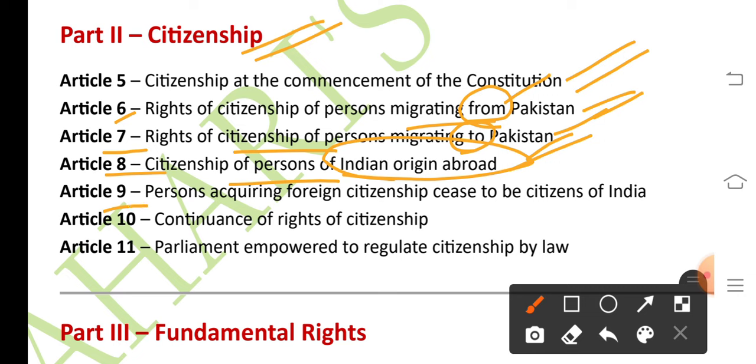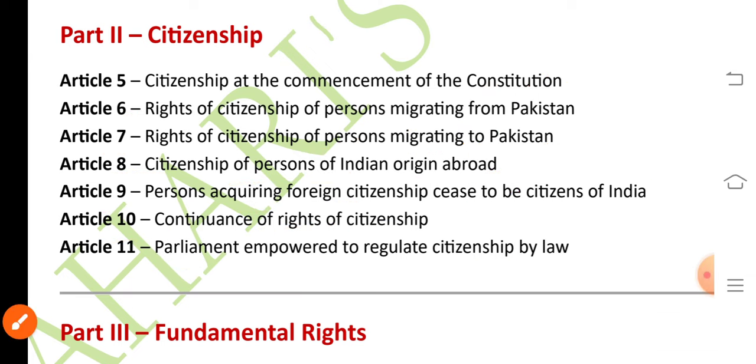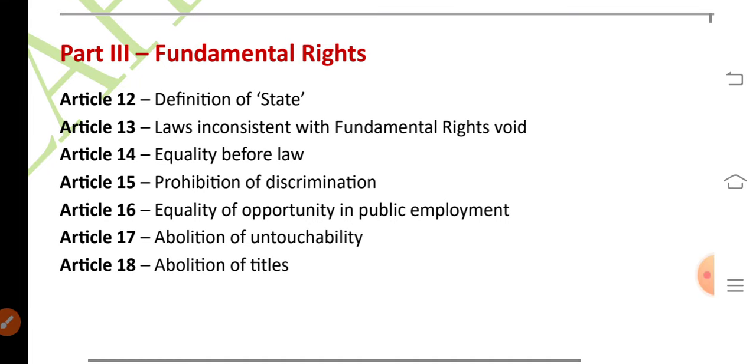Article 9, persons acquiring foreign citizenship cease to be citizens of India. Article 10, continuance of rights of citizenship. Article 11, Parliament empowered to regulate citizenship by law. Only Parliament is empowered to regulate the citizenship in India. Next, part 3, fundamental rights.